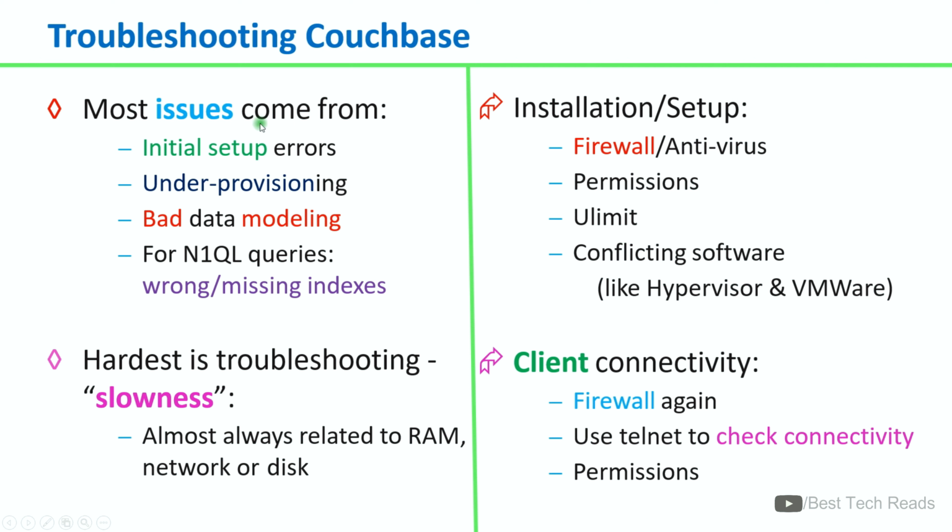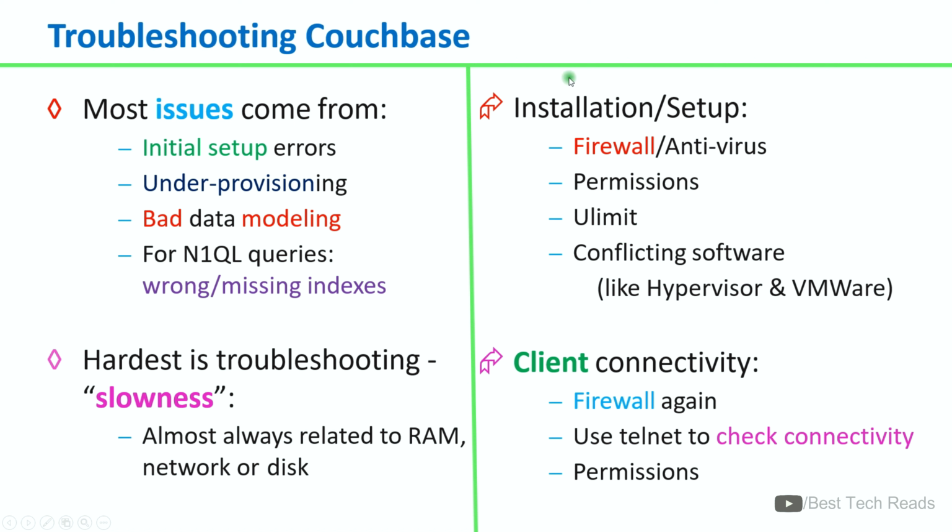Most of the issues come from initial setup errors and under-provisioning the cluster resources, which means you have not allocated proper resources in terms of CPU and RAM to run the cluster smoothly. Issues also arise from bad data modeling, and from N1QL queries using wrong indexes or missing indexes. And the hardest one is troubleshooting slowness. Most of the time, the slowness is related to the RAM, network, or disk.